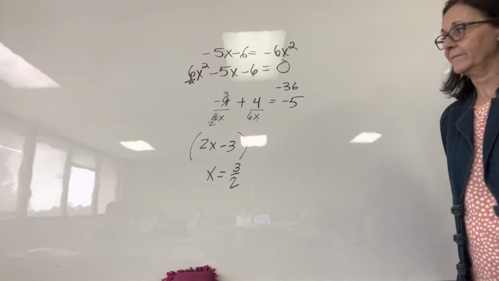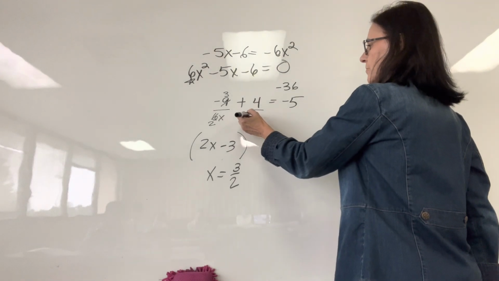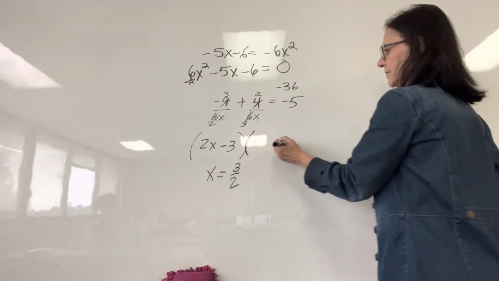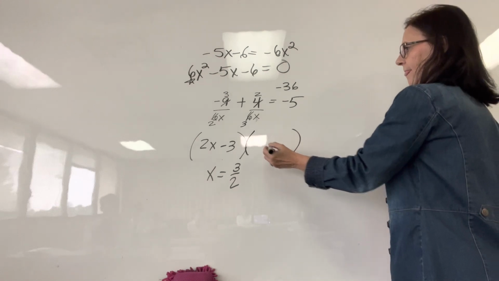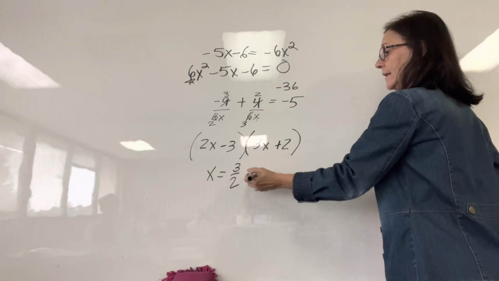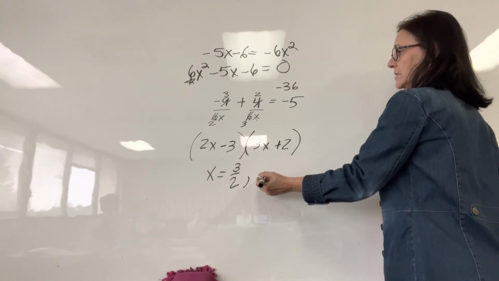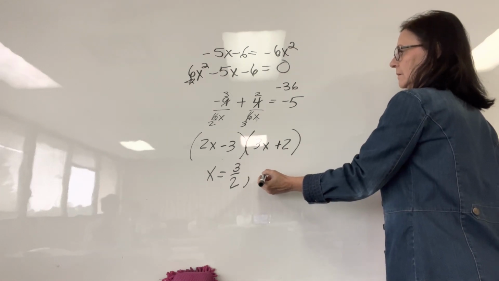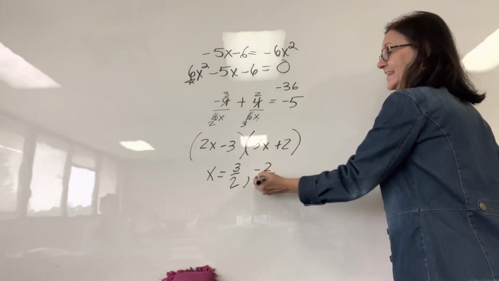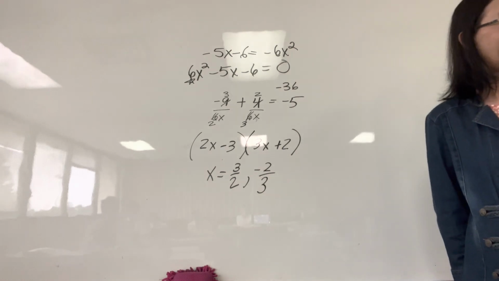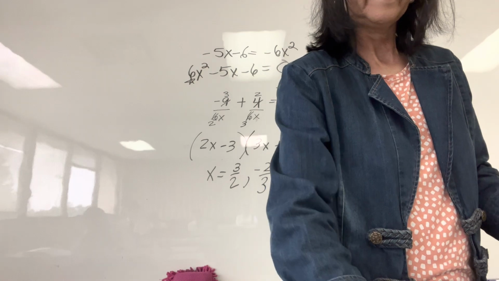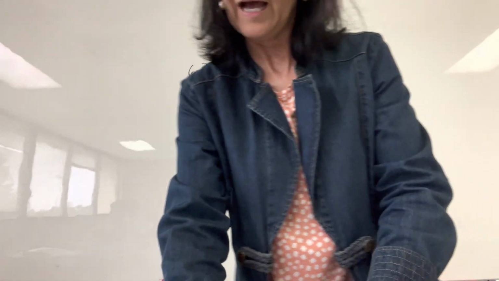Got it? 6 and 4, 2 goes into both of them. So that's 3 and that's 2. Audrey, what's that factor? 3x minus 2. It's going to be plus, yes. And what is the intercept, the x-intercept? 2 over 3. Change the sign. Oh, -2 over 3. Yes. Got it? Everybody got it?